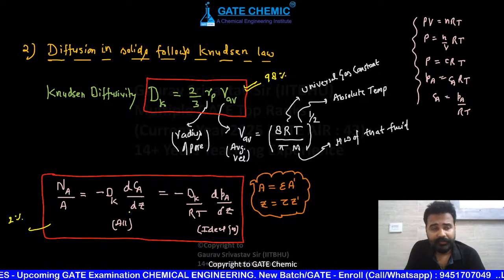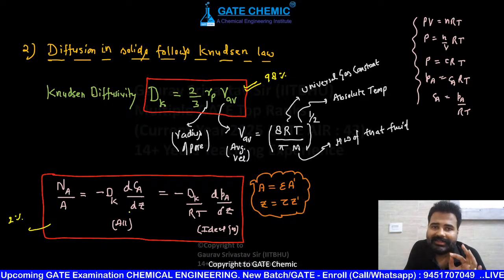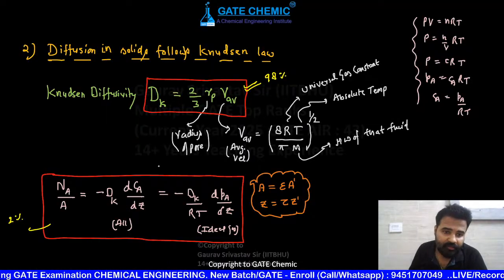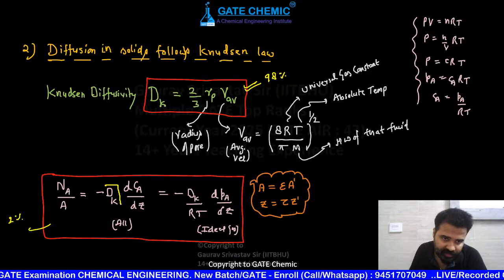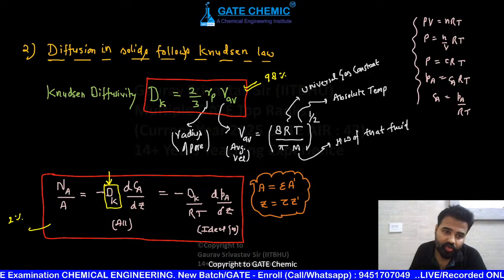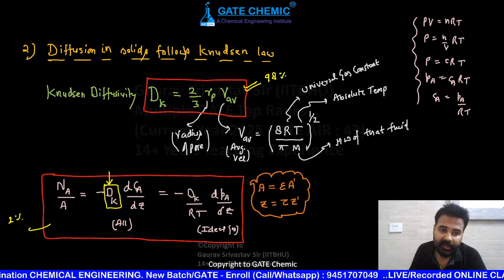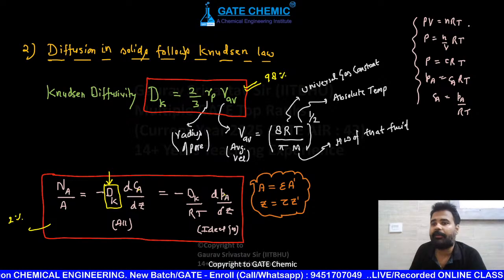So overall, the most important thing is Knudsen diffusivity. Please remember it. Now you can see the formula still remains the same. Just instead of diffusivity, you are going to use Knudsen diffusivity. Same formula, Fick's law. And CA can be written as PA by RT with the help of the ideal gas equation.